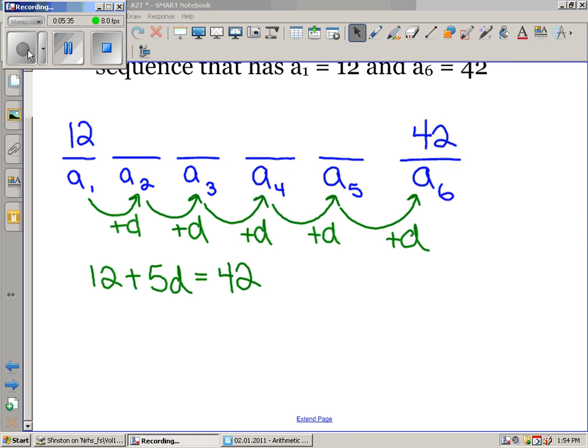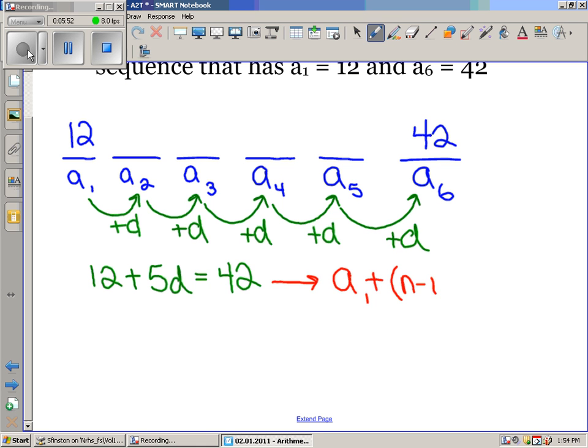So here we go. You could either try and attack the problem by drawing a picture and figuring out the formula from the picture, or you could remember this thing. It turns out the formula is the first term plus n minus 1 d equals whatever term you want.